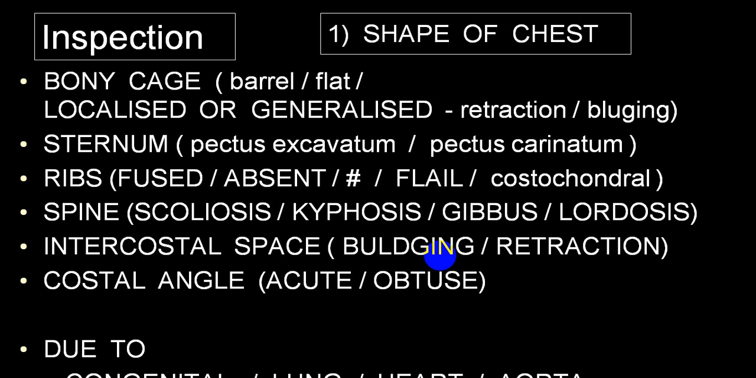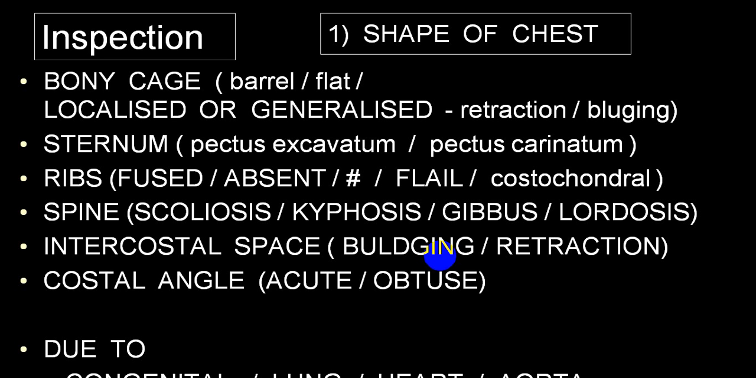And intercostal space will be retracted in case of collapse, fibrosis and thickened pleura. So retraction will be very commonly because of fibrosis, collapse or thickened pleura in the lung, and bulging will be very frequently because of tumor or say distension or expansion of the lung, secondary due to emphysema.